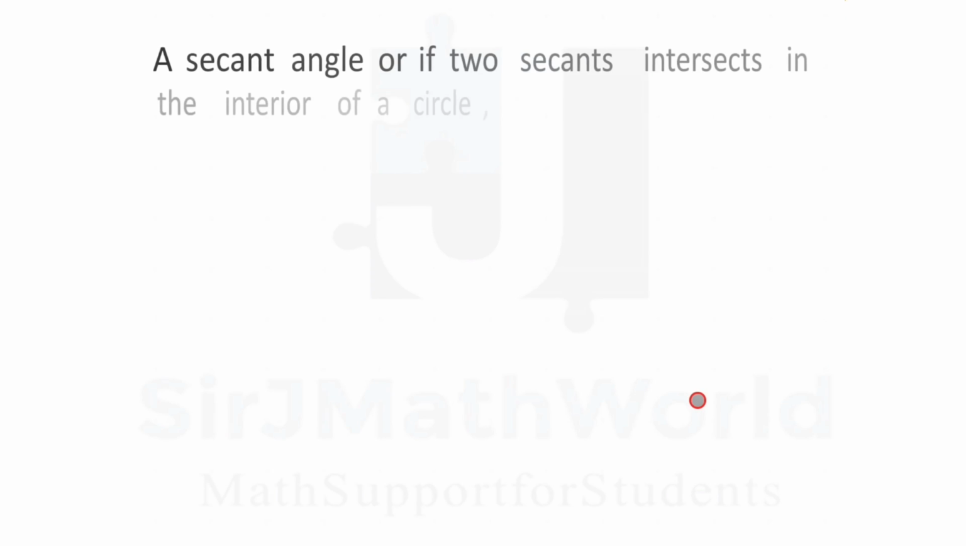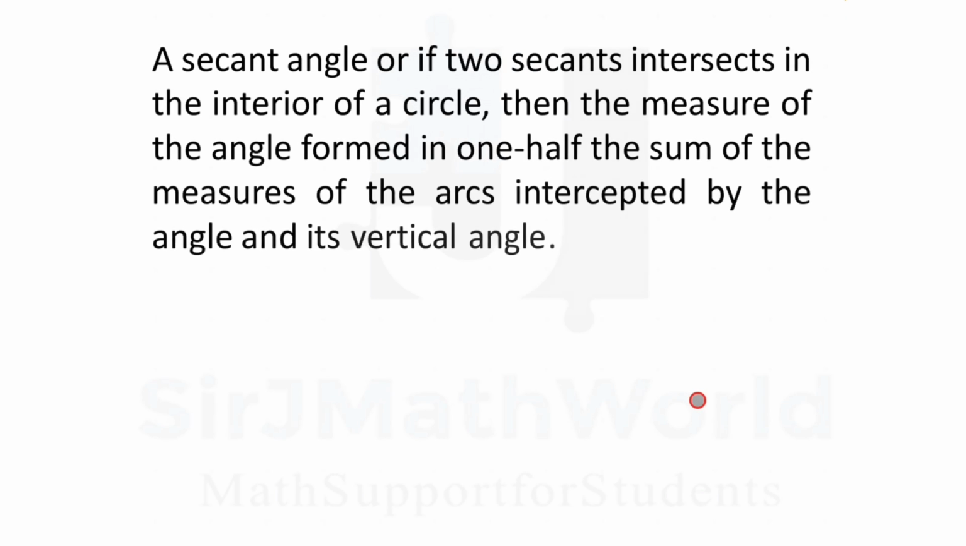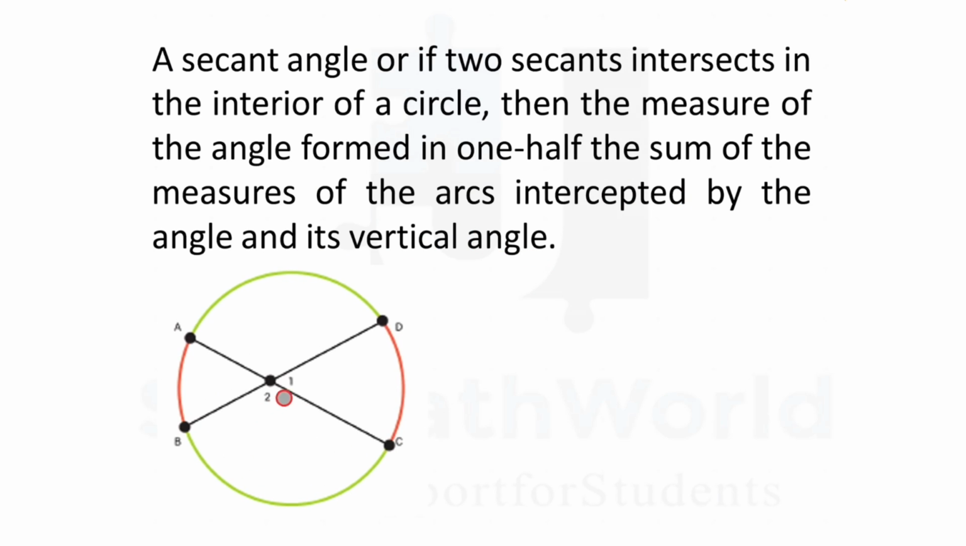So, let's have first the definition. So, a secant angle: if two secants intersect in the interior of a circle, then the measure of the angle formed is 1/2 the sum of the measures of the arcs intercepted by the angle and its vertical angle. So in short, this is the diagram.